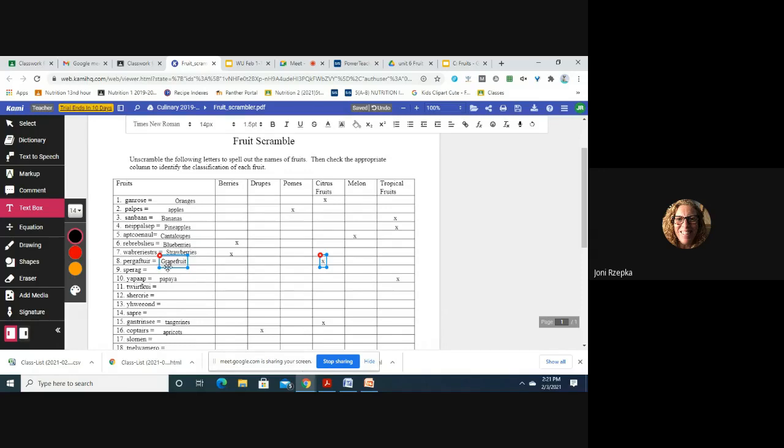Okay, and what about the next one? I don't know if you're going to get this one. Oh, wait, number 9. Yeah, number 9 is purple or green. Is it grapes? It is grapes. And grapes are a berry. Okay, I put papayas on there because I wasn't sure if you'd get that one or not. And papayas are tropical. Did you get the next one?